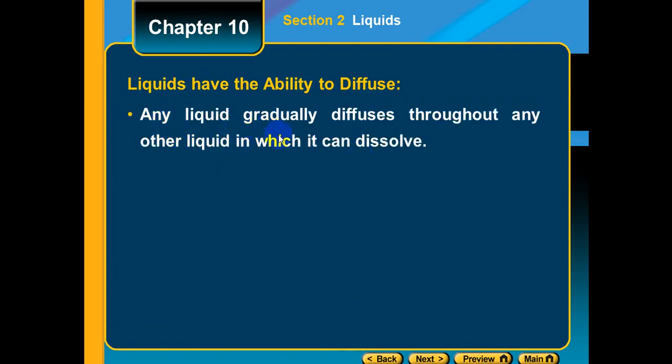Any liquid gradually diffuses throughout any other liquid in which it can dissolve. Some liquids do not dissolve in each other, like oil and water. Why do liquids have the ability to diffuse? Due to the constant random motion of the particles of the liquid, which causes diffusion in liquids, as the particles of liquids can move past each other freely.